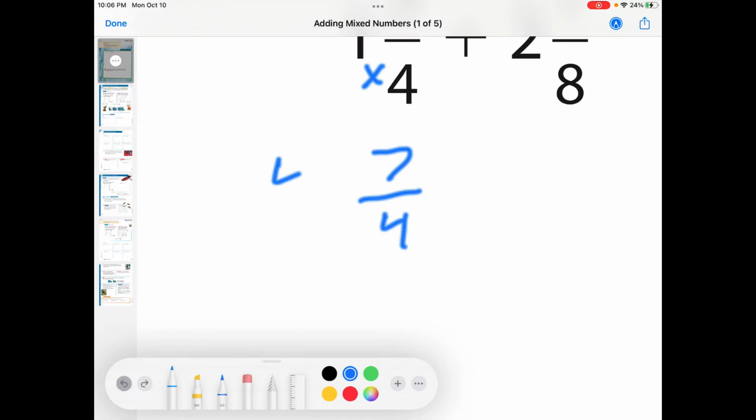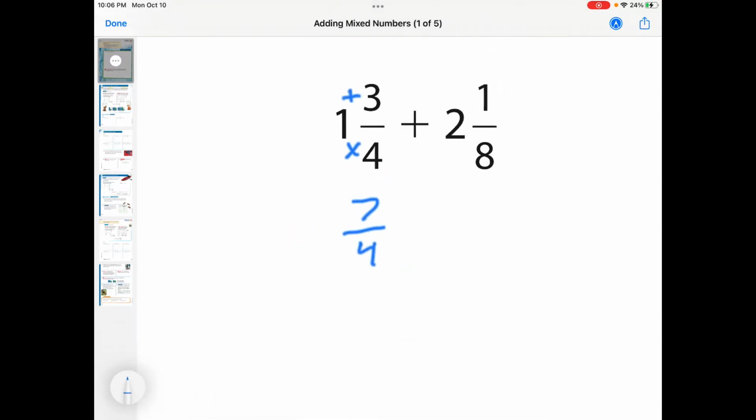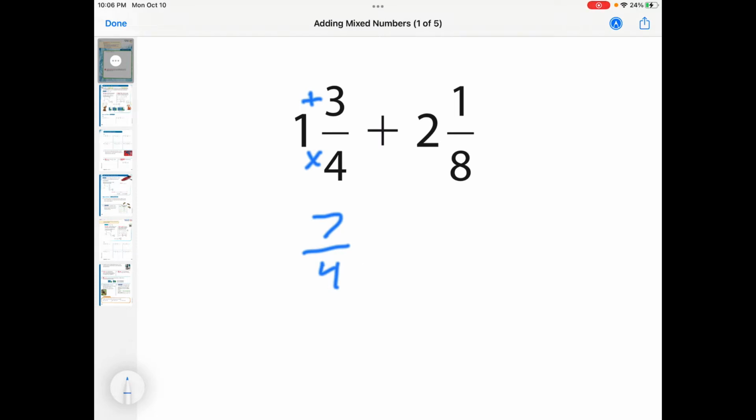Now let me go ahead and show you the next step, because we've taken care of the 1 3/4, but now we need to figure out how to turn 2 1/8 into something that we can add. And so I'm going to do the same thing I did over here. I'm going to multiply 2 times 8. That's going to give me 16. And then we know that 16 plus 1 is 17. So I'm going to go ahead and put 17 over 8. Can't forget my plus sign right there.